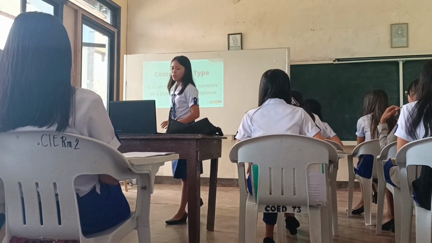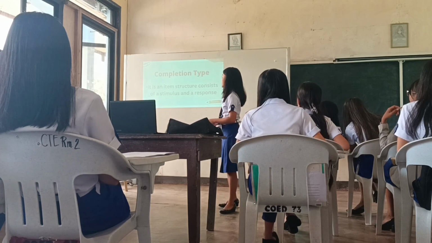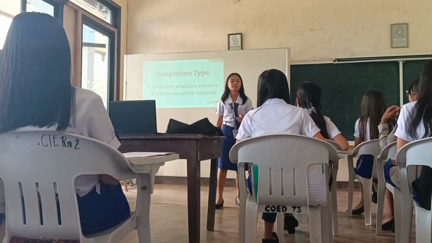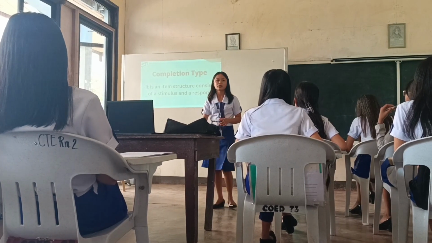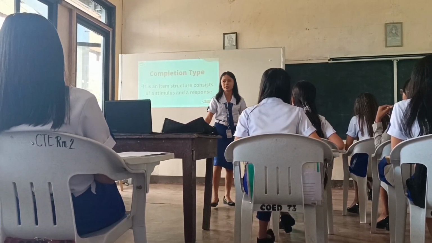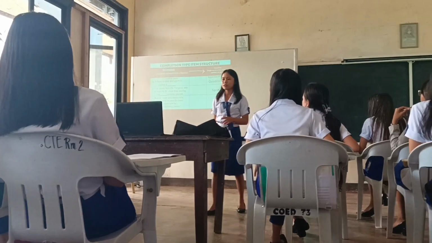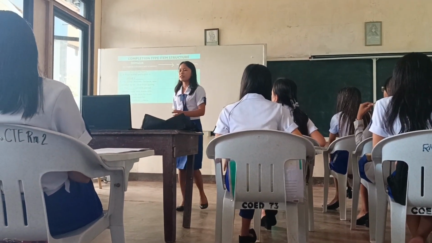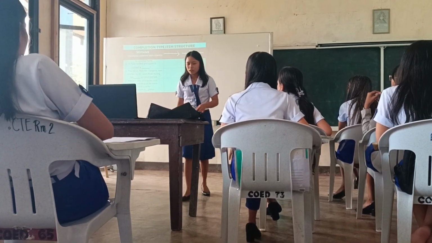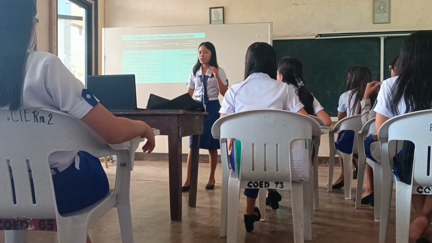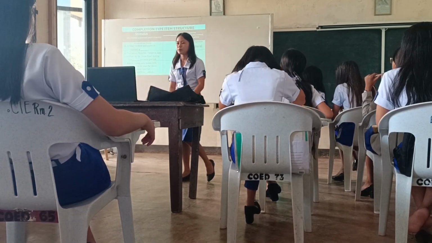So let's have first the completion type. Completion type is an item structure that consists of a stimulus and a response. Stimulus is defined as the question or the problem, while response is defined as what is to be provided or constructed by a learner. So let's take a look at this table. This table is an example of completion type content. The first column contains the stimulus, while the third column contains the response. The stimulus contains the illustrative items, while the third column is the expected response.